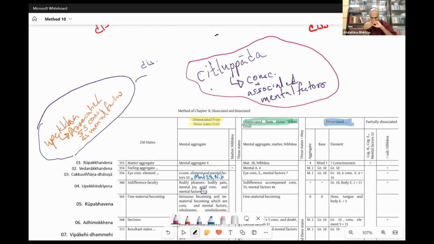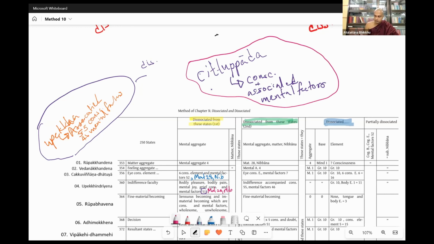Okay, so now it's not only the mental aggregates which are disassociated with the indifference faculty. The 28 matter and also nibbana are considered, right? They are also disassociated. Then with these dhammas, we move into the second disassociation.